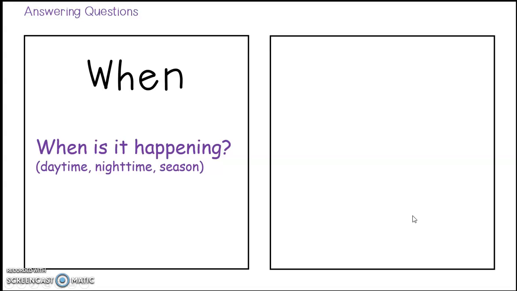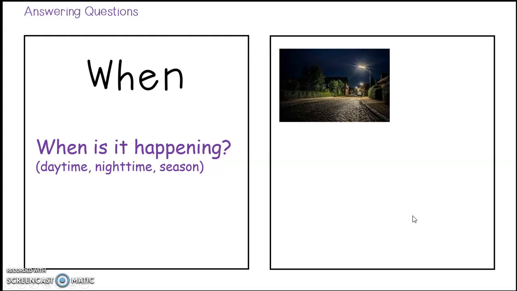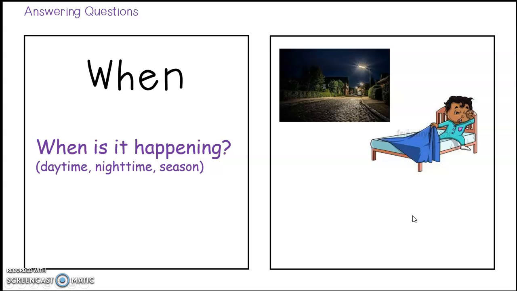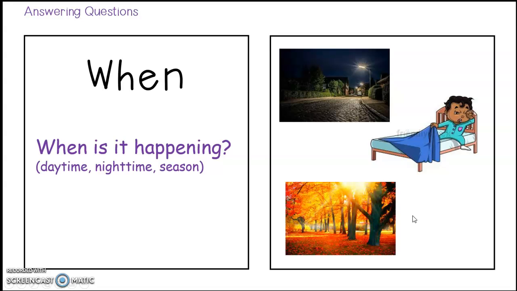Now when we look, we have questions that answer when. When is it happening? This picture shows it's happening at nighttime. I know this because I see the dark sky and I see street lights on. This picture shows daytime because he's tired getting up out of bed. When can also mean a season. When is it happening? This picture is taking place during fall or autumn.